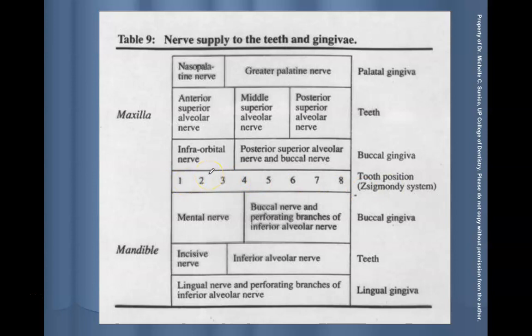So for example, you want to know which nerve innervates the pulps of, let's say, the maxillary first premolar. You just trace it on the table and it tells you that it's the middle superior alveolar nerve. And the innervation of the palatal gingiva of this tooth is from the greater palatine nerve.